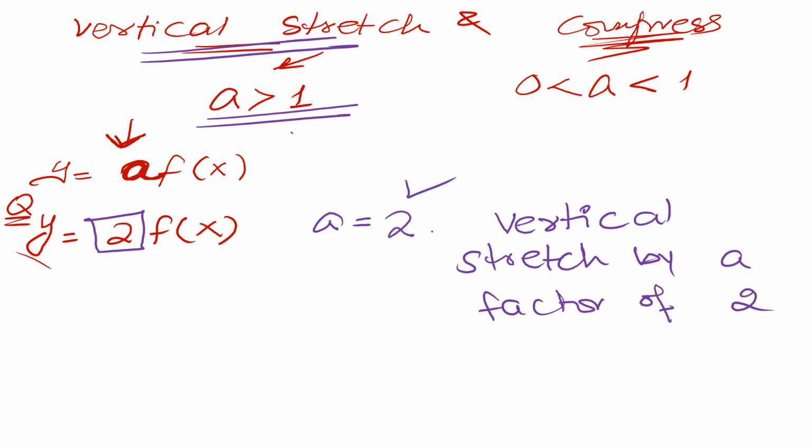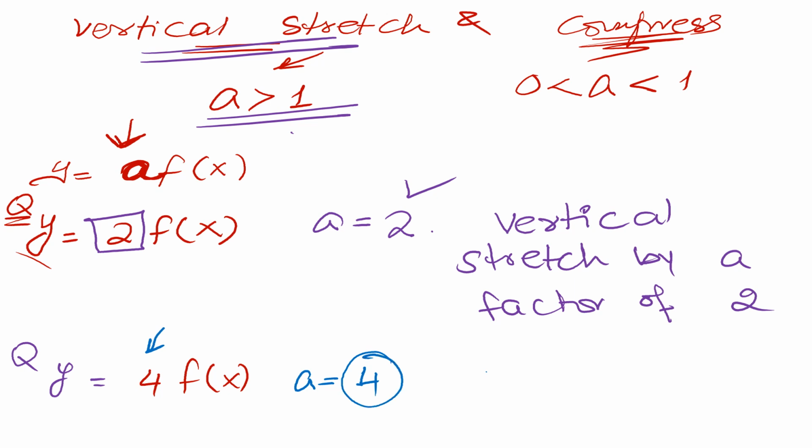Let's take one more question. Let's take y equals 4 f of x. So what is happening? First of all, try to find out what your A is. A is the number written at the start, that is 4. And 4 is bigger than 1. When A is bigger than 1, it is a vertical stretch by a factor of 4.